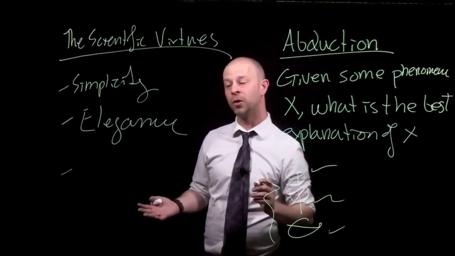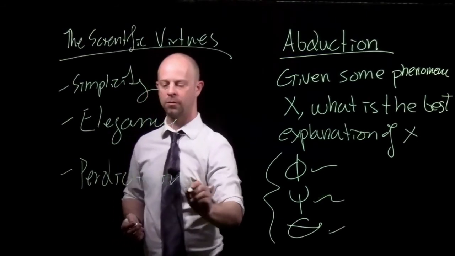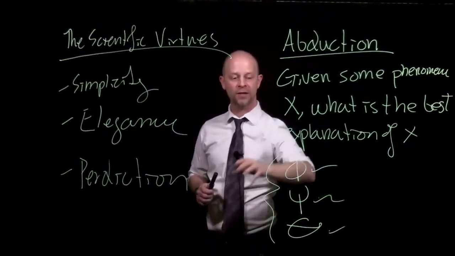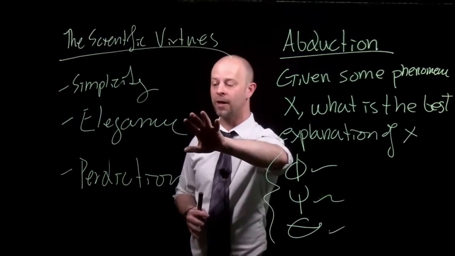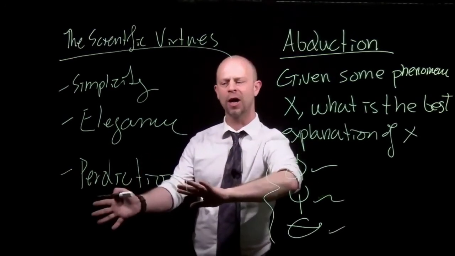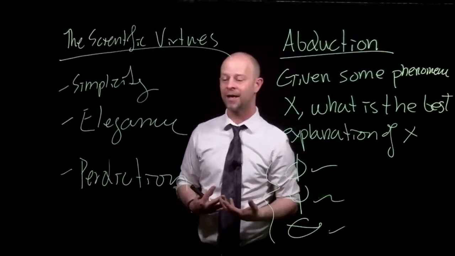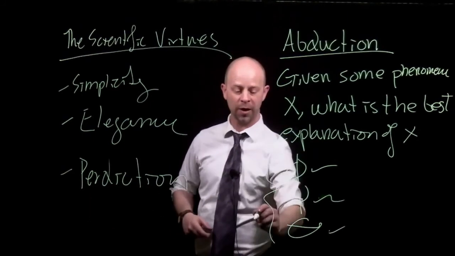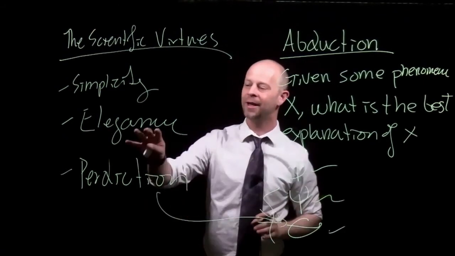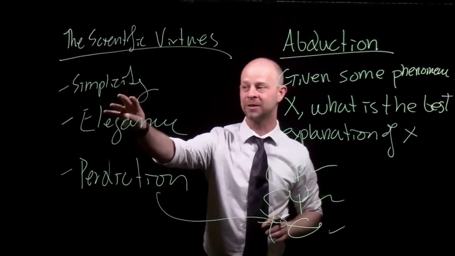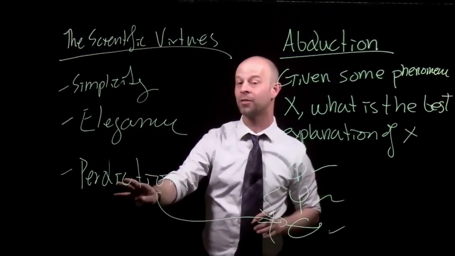Another scientific virtue would be prediction. So perhaps I've got some scientific theory that is both very simple and very elegant, but does a really crummy job of making any legitimate predictions. Yet on the other hand, let's say that I've got some other theory, say this one right here. It gets all of the predictions right. Nonetheless, it does not seem to be the simplest theory, and it may not even be the most elegant theory. Does that tell us that we should go with that theory instead?